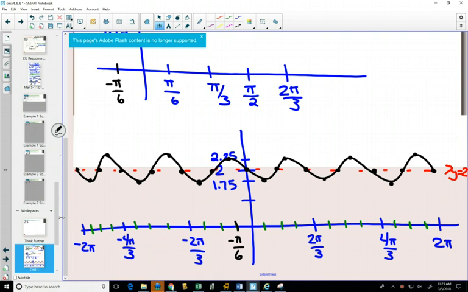Okay, we need to practice graphing. So here you go: 3, 8, 9, 10, and 11.